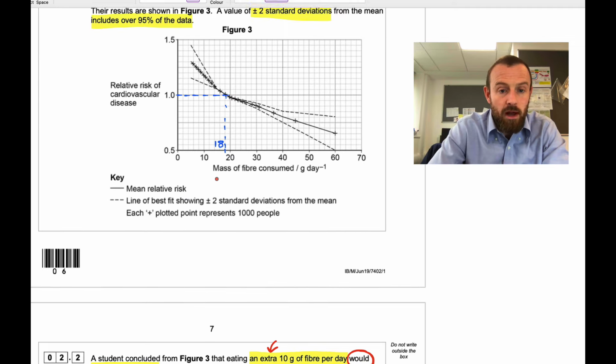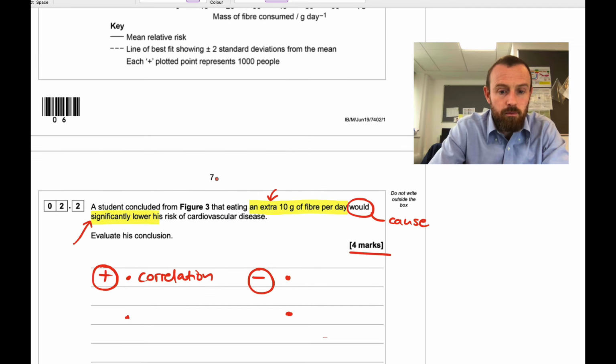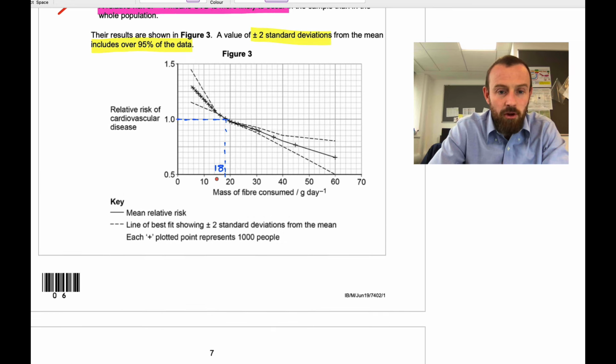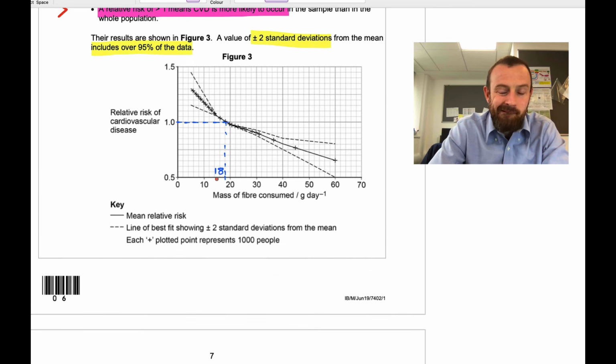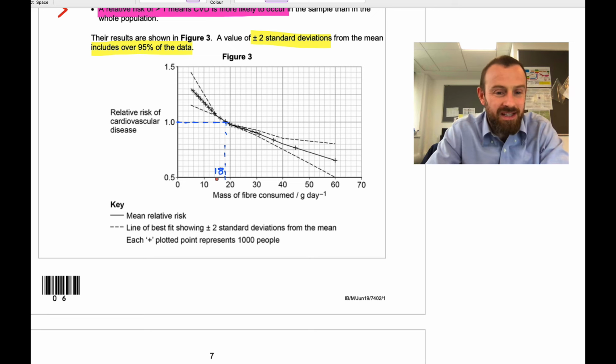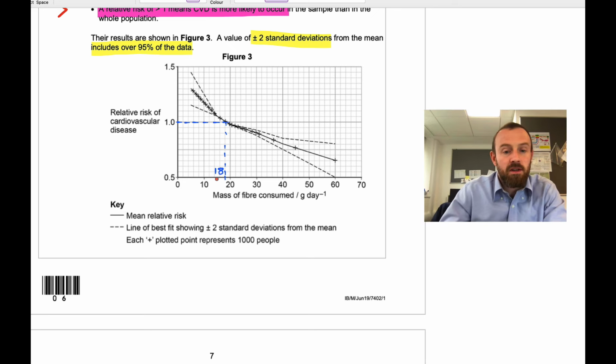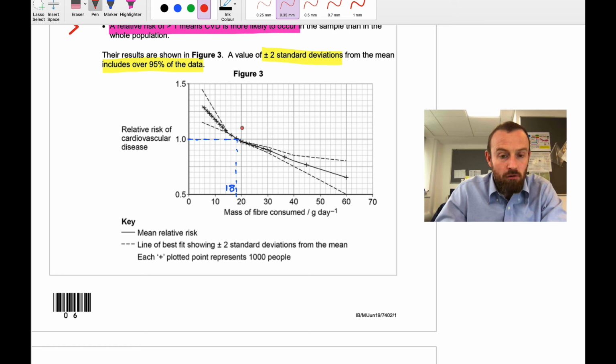And then what else? Other positive things to say about it. Okay, so we could say where on this graph might eating more fiber give you a significant result.